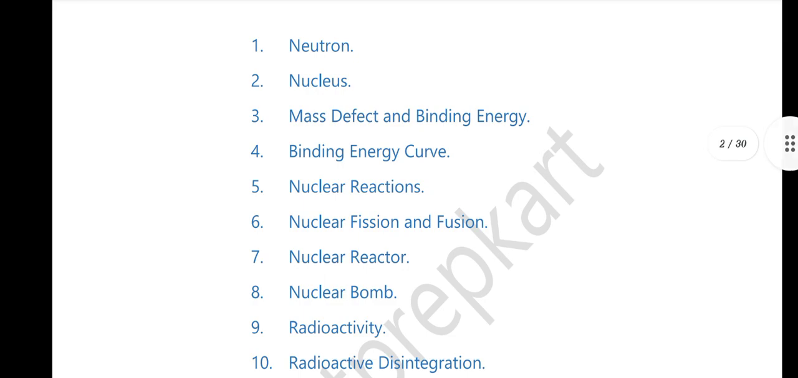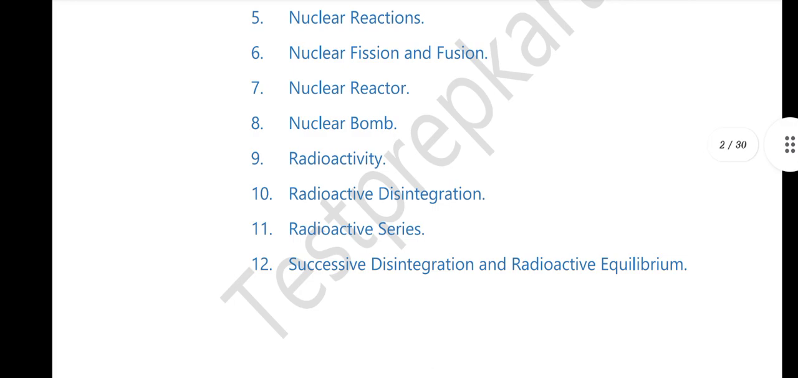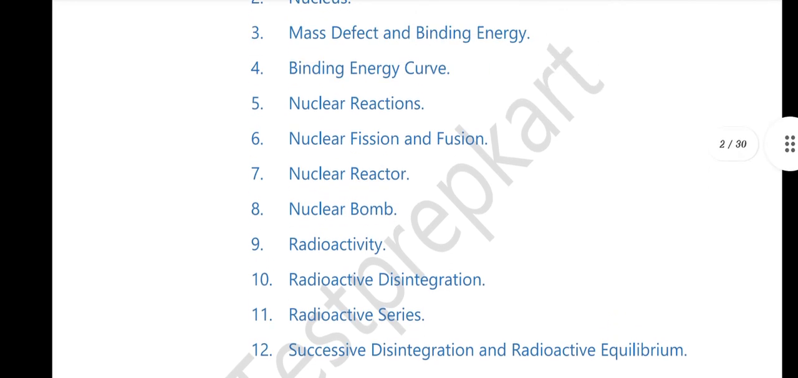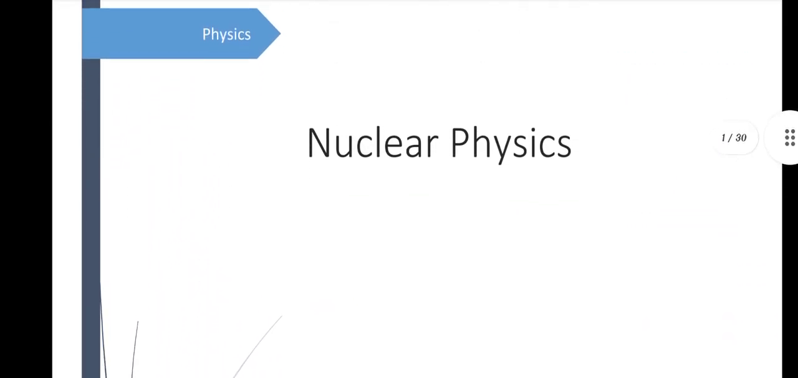First we are going to learn about neutron, nucleus, mass defect, binding energy, binding energy curve, nuclear reaction, nuclear fission and fusion, nuclear reactor, nuclear bomb, radioactivity, radioactive disintegration, radioactive series, successive disintegration, and radioactive equilibrium. So these are the 12 topics that we are going to learn in this nuclear physics chapter.